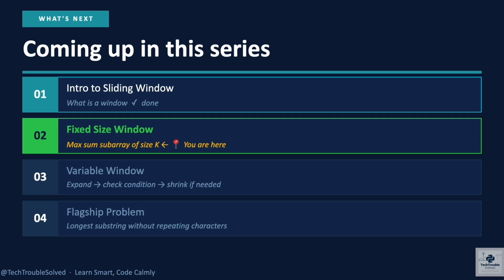That's a wrap on episode 2. You now have the fixed window pattern. Initialize the first window, slide by removing the left element and adding the right element, track the maximum. O of n time, O of 1 space.